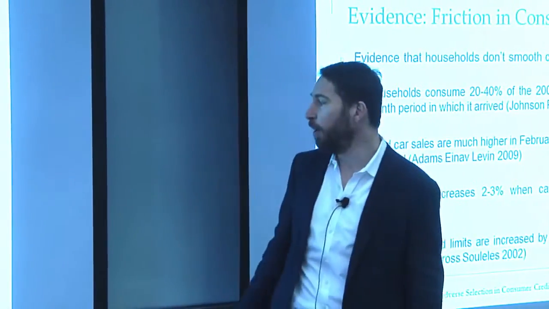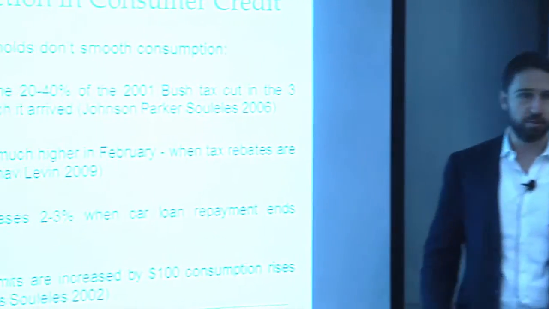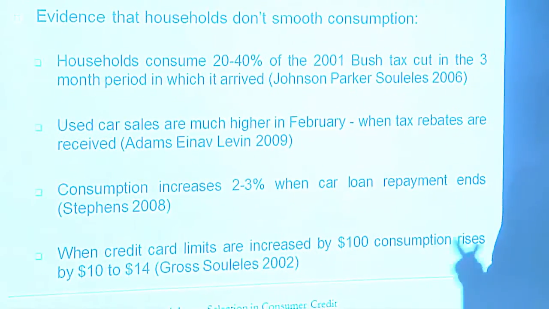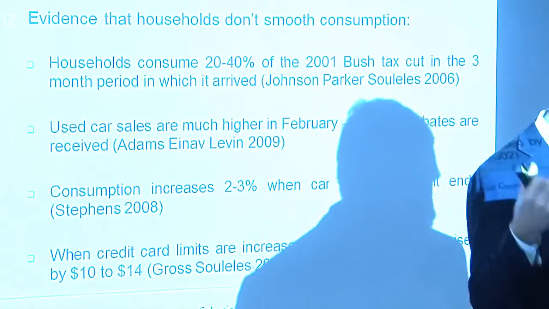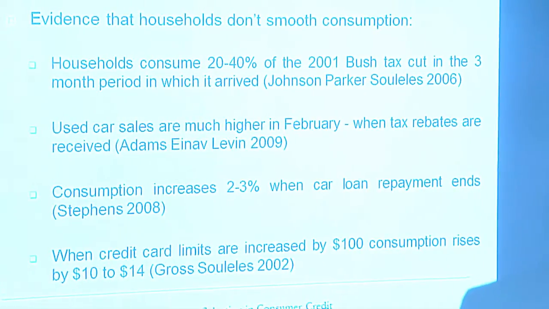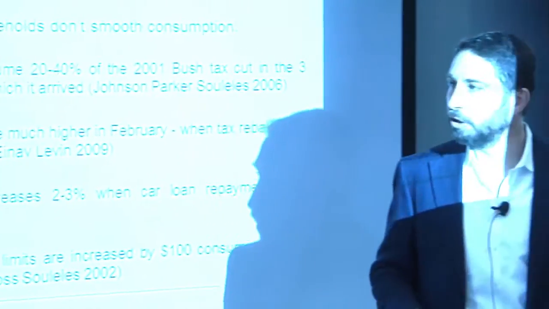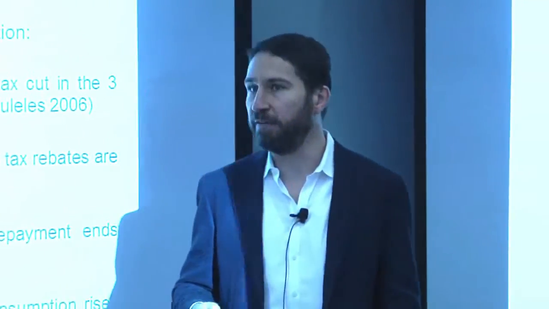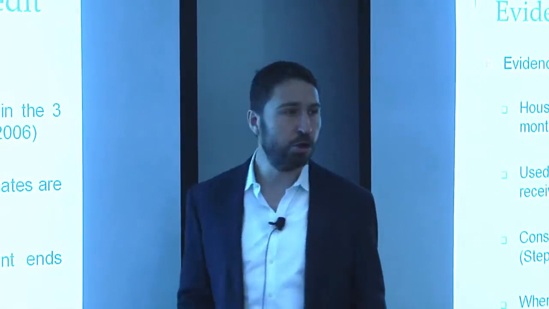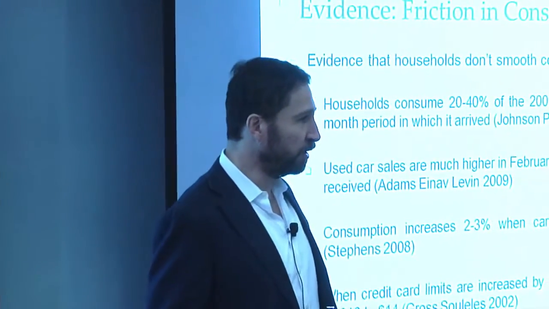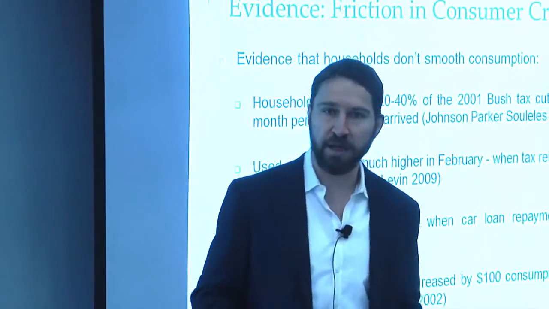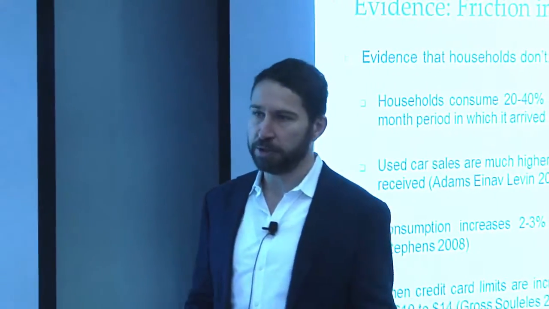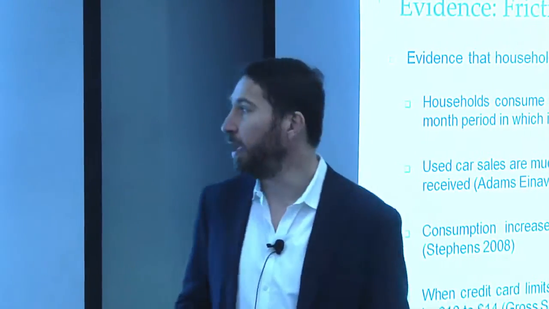Okay, so there's another paper where they look at instances where credit card limits are, because of rounding errors and so on, essentially randomly increased for some people, and they show that when the credit limit is increased, people do in fact increase their consumption. Okay, so the basic evidence is that households don't smooth consumption as much as we think that they would, and it seems to be that it's because they're not able to borrow as much as they would like.